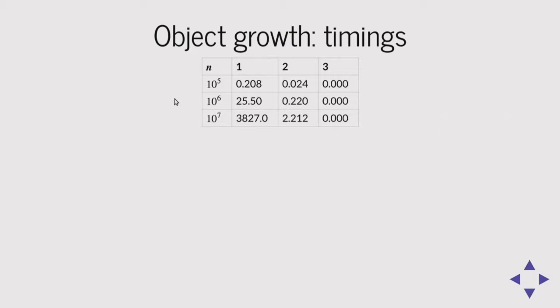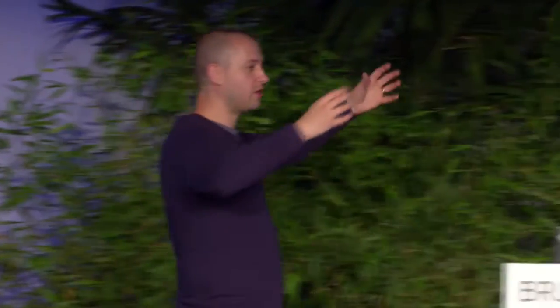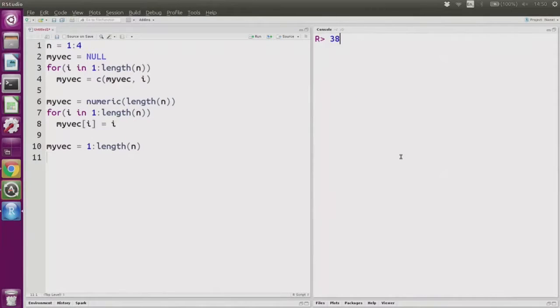So, here's some timings. So n is the size of the vector, the size of the for loop. So we're going 10 to 5, 10 to 6, 10 to 7. Method 1 is where we're growing the vector, so things are getting larger and larger and larger. Method 2 is where we created the object to start with, and then fill in the blanks. And then method 3 is just the sensible way of doing it. And these timings are in seconds. So we've got 3,827 seconds, which is about an hour.